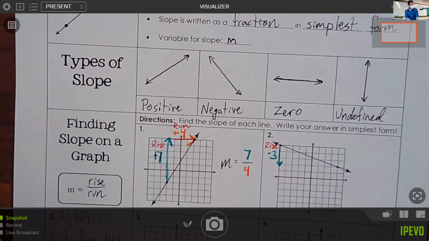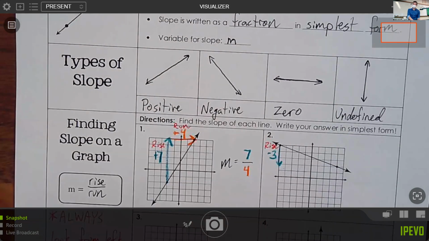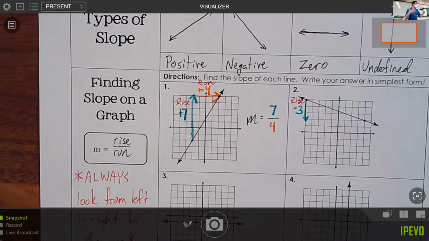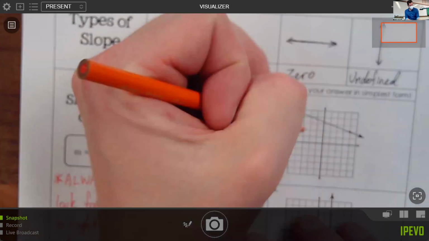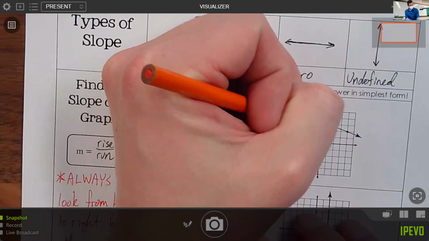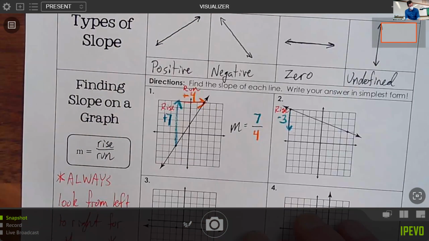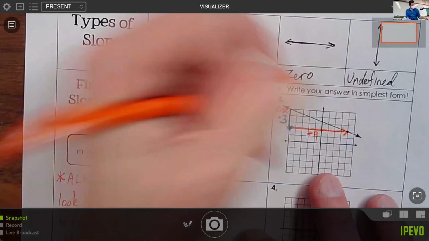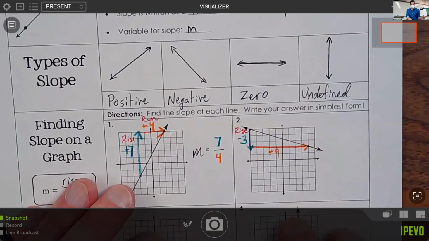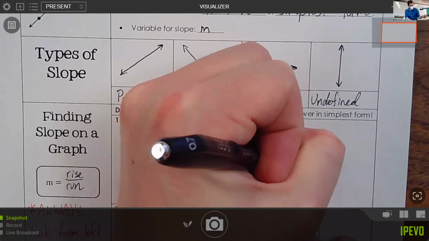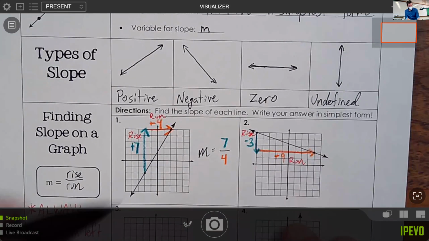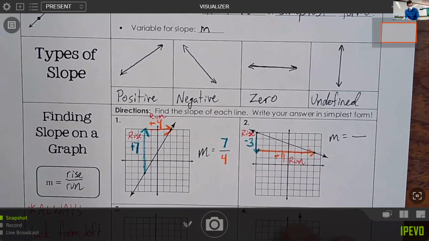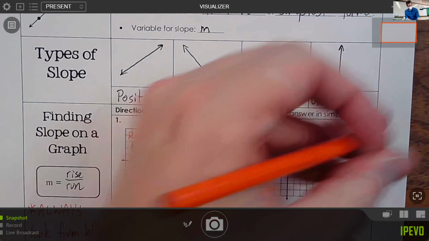And our run, we're going to go straight over now. Always look from left to right for the run, which means that the bottom number, the denominator, the value of the run, the change in x, whatever you want to call it, is going to be positive. So 1, 2, 3, 4, 5, 6, 7, 8, 9. So that's plus 9 for the run. So minus 3 for the rise, plus 9 for the run. So we're going to say that m is equal to negative 3 over 9.